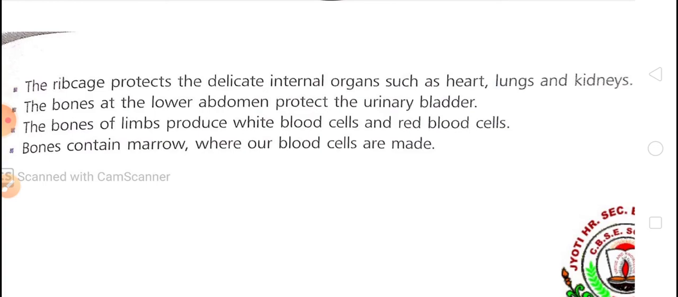And I already told you about bone marrow. Bone marrow helps to produce blood cells, white blood cells and red blood cells. Bone marrow is the soft and spongy substance which is present in the long bones of our limbs. Inside the long bones of the limbs, the bone marrow is present, and that bone marrow helps to produce white blood cells and red blood cells. Okay, these are the functions of our skeletal system.